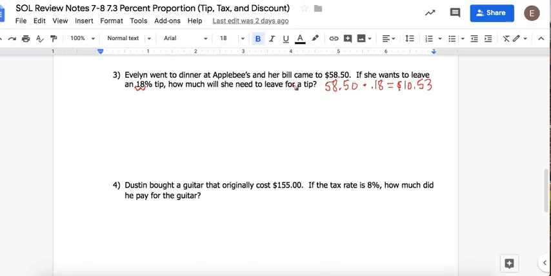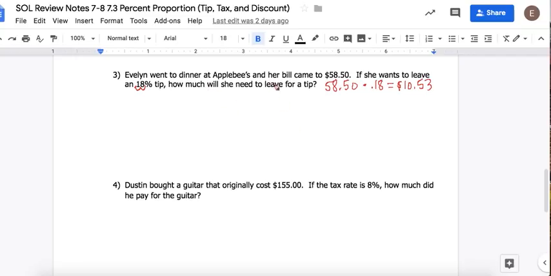Now, you can use that method instead of a proportion whenever you're finding the tip, tax, or discount, or even when you're finding the total. You could still use that method, and then you would have to add or subtract at the end. Now, let me show you the proportion method for this one.